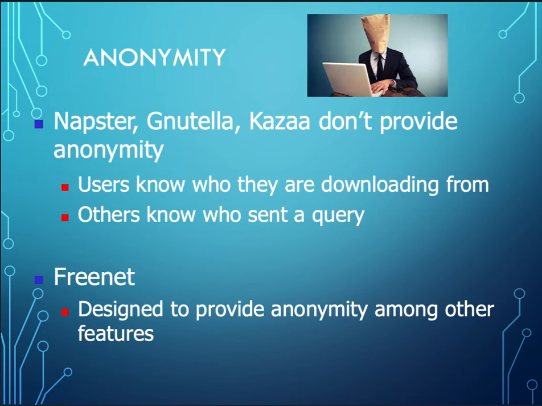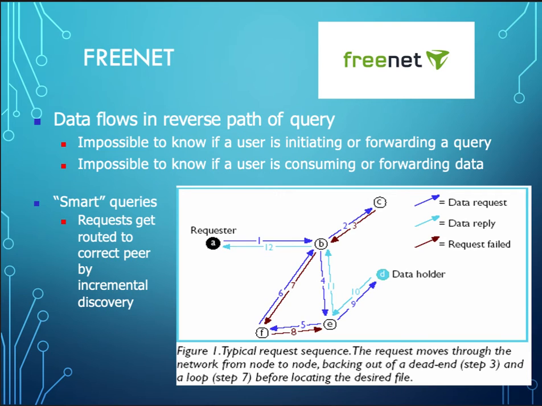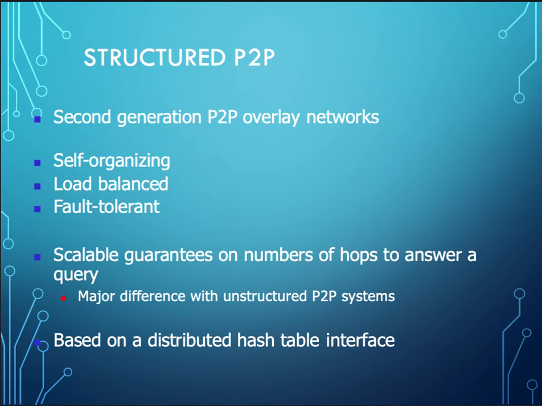Anonymity: users could see other users' IP addresses and know from there who they are downloading from. Here we have Freenet. The sequence could be request, reply, or failed request. Structure of it: self-organizing, load balancing, fault tolerance for P2P.